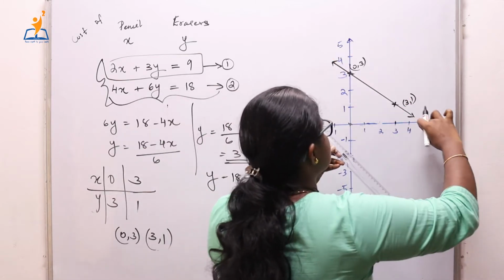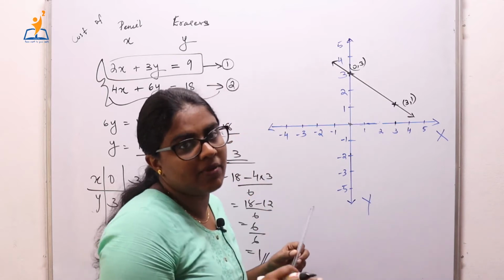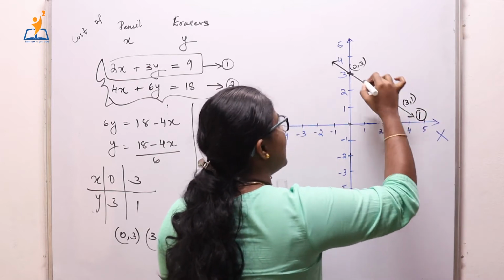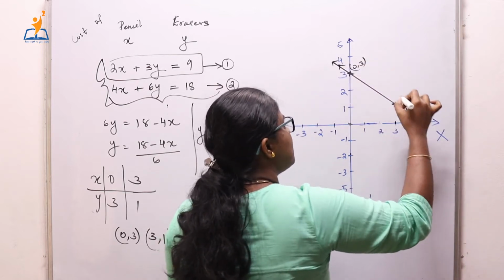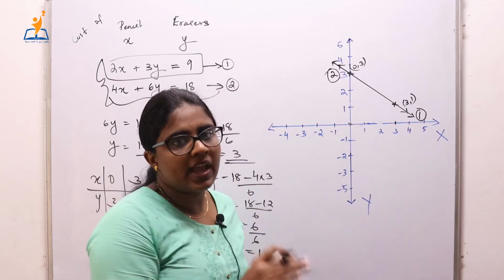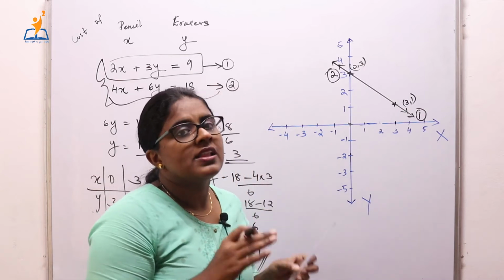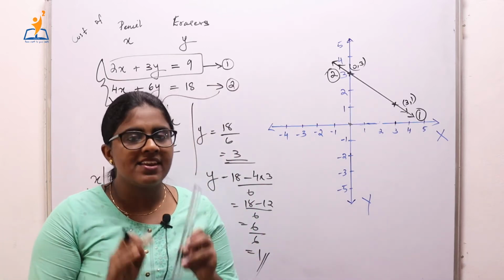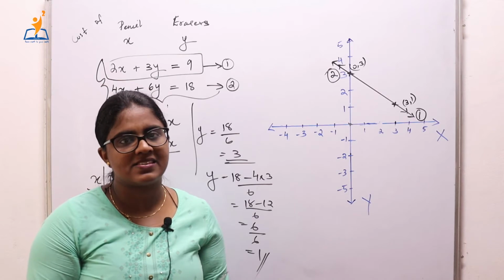So the line is the same line through (0, 3) and (3, 1). This is equation number 1's line, and again the same line is the line for equation number 2, and the 2 lines coincide. Therefore this pair of linear equations has infinitely many solutions.